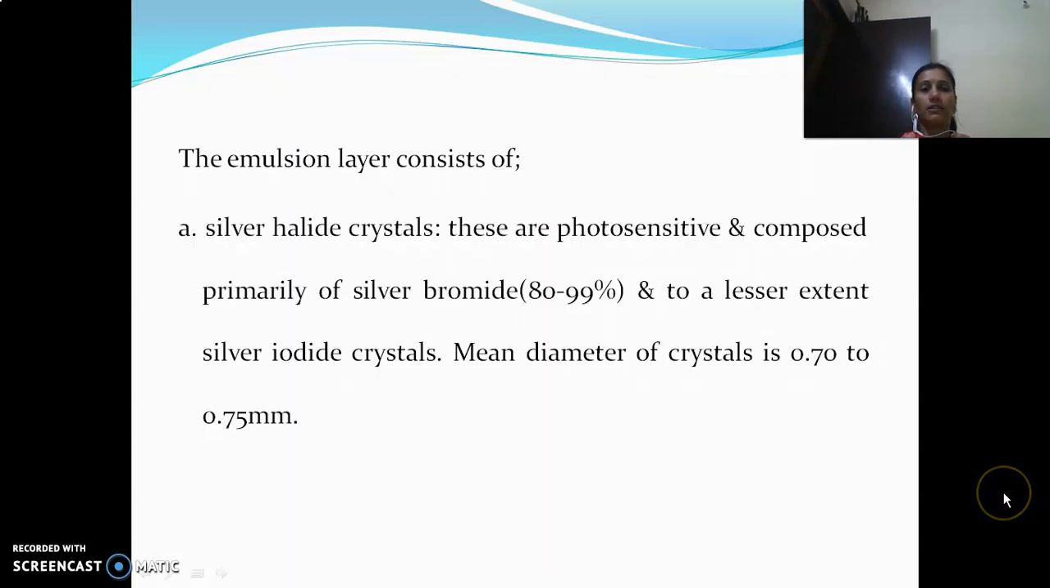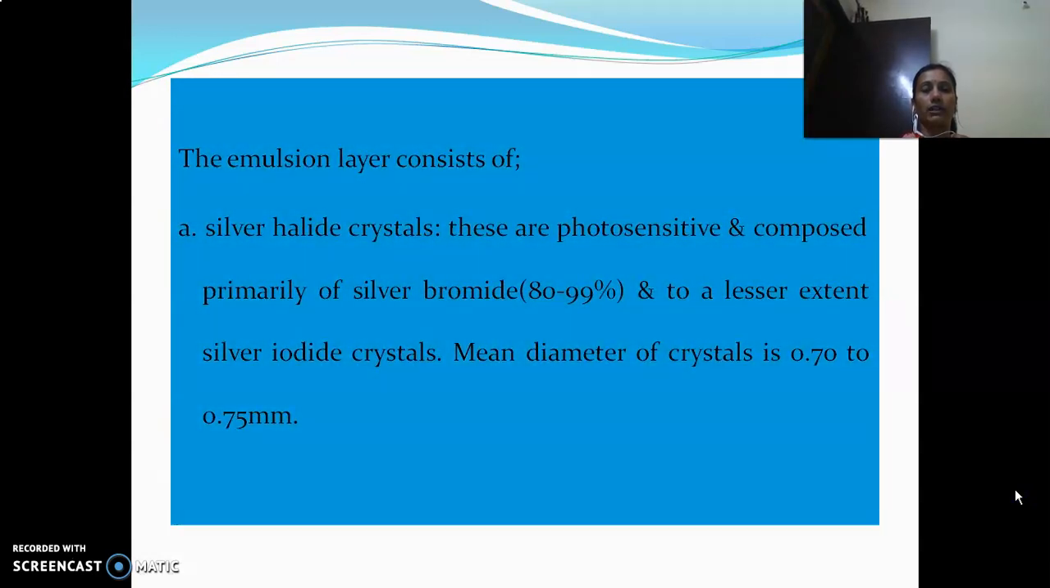Next, in detail we'll discuss the emulsion layer. The emulsion, as I already told, mainly consists of silver halide crystals, which consist of 80 to 99% silver bromide and to a lesser extent silver iodide crystals.